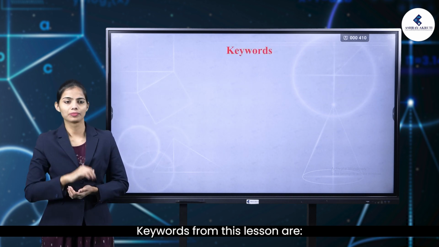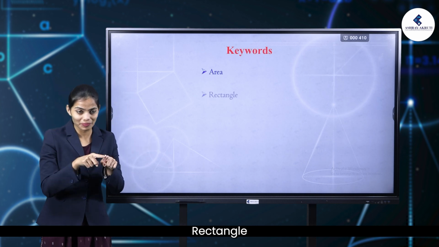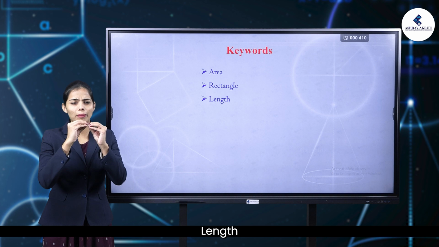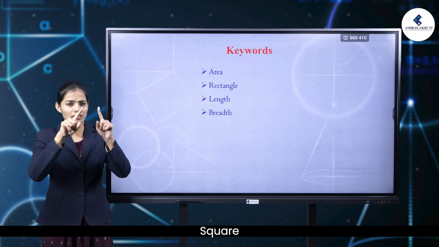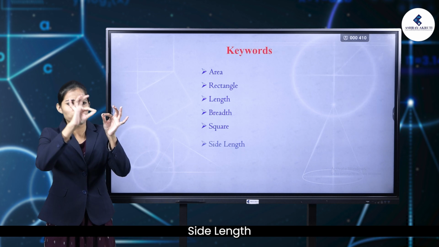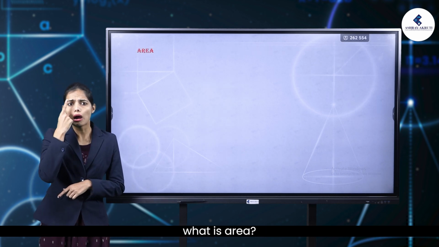Keywords from this lesson are area, rectangle, length, breadth, square, side length, boundary. Now, let us understand what is area.